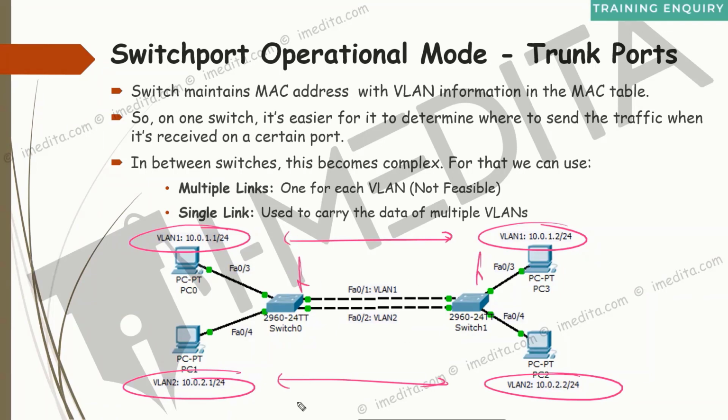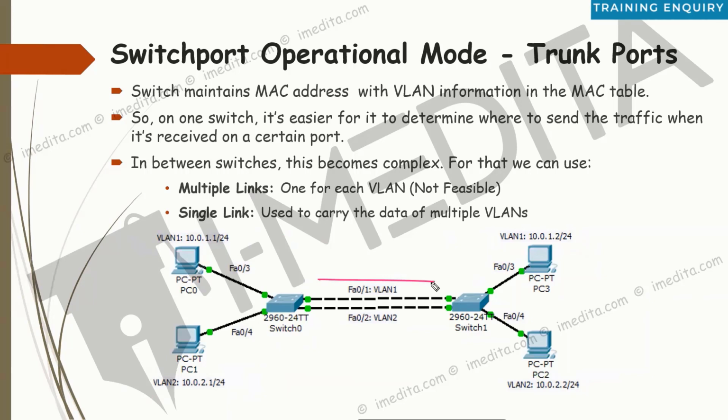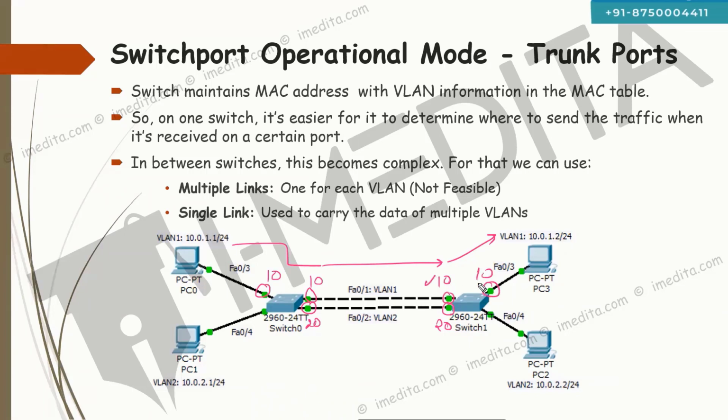In between the switches, what we need to configure now is, either we can configure multiple links, such as this link in VLAN 10, this link in VLAN 20. So this port here belongs to VLAN 10, this port here belongs to VLAN 10, this port here belongs to VLAN 20, this port here belongs to VLAN 20. So the traffic will arrive from VLAN 10 and can exit out of the interface in VLAN 10, and will be received onto this port.